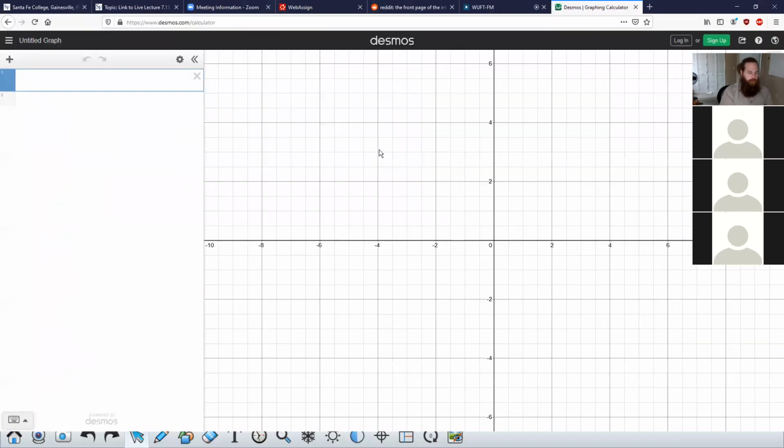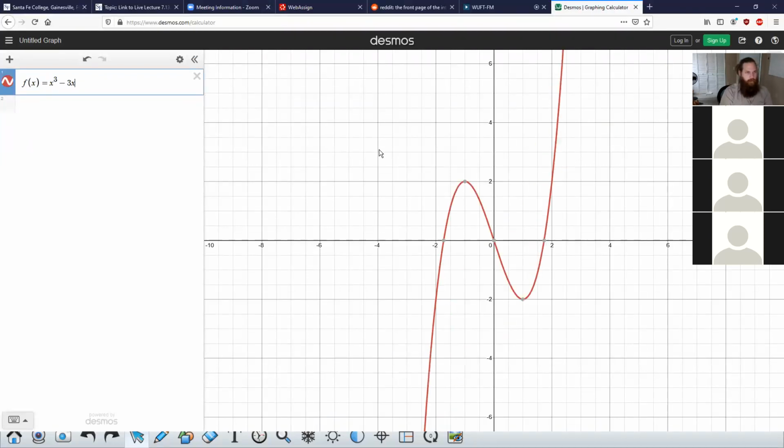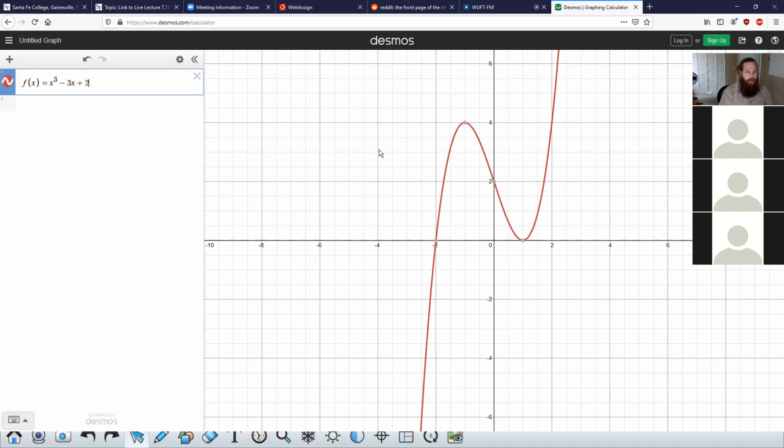So I'm going to look at the graph of f of x = x³ - 3x + 2. And I'm going to restrict to the interval -2 ≤ x ≤ 2. So there's that guy. My secant line is the line connecting these points. So let me see if I can draw that in somehow.